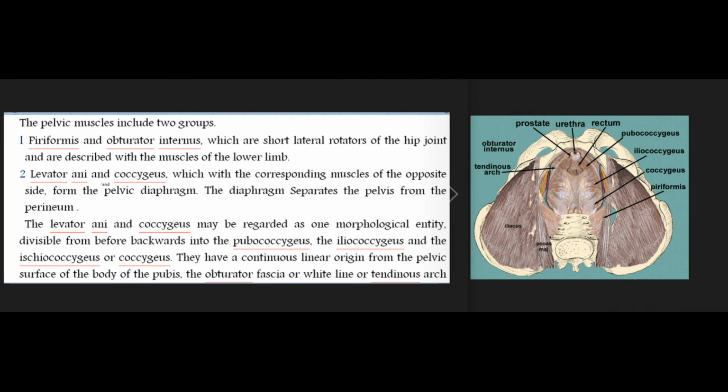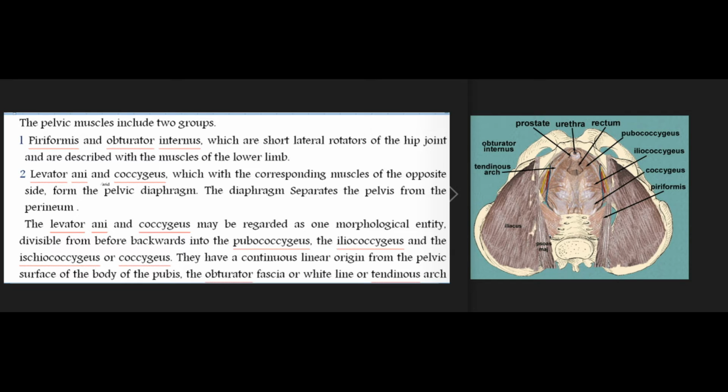Features. The pelvic muscles include two groups. 1. Piriformis and obturator internus, which are short lateral rotators of the hip joint and are described with the muscles of the lower limb. 2. Levator ani and coccygeus, which with the corresponding muscles of the opposite side, form the pelvic diaphragm. The diaphragm separates the pelvis from the perineum.